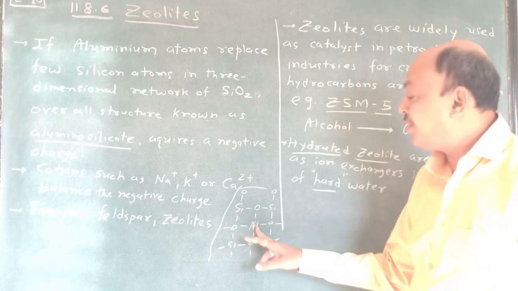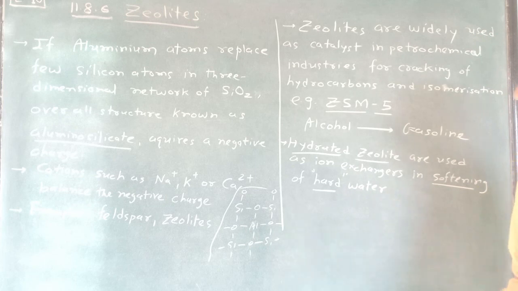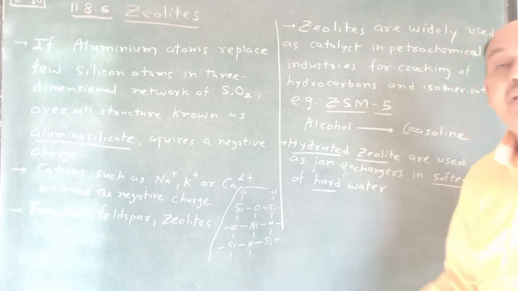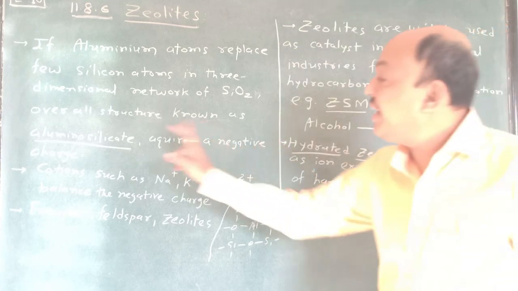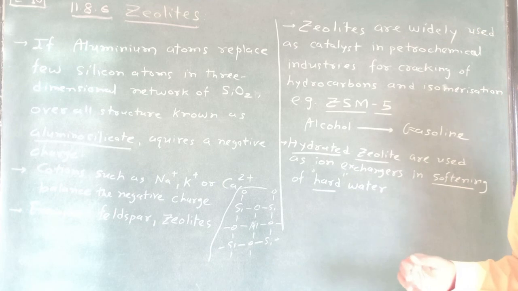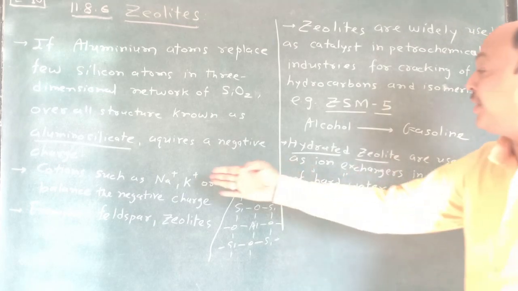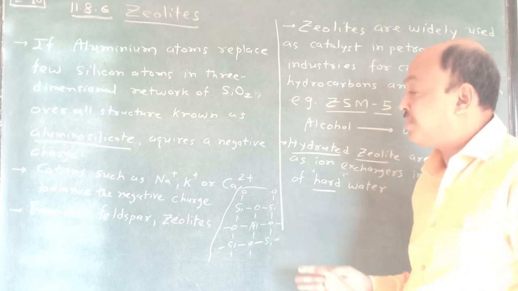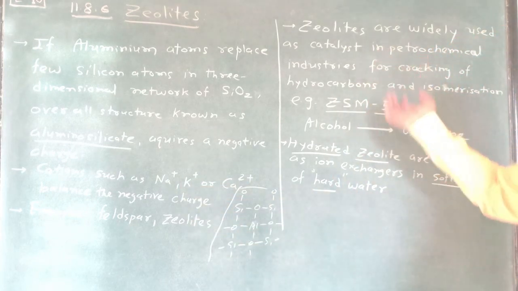Instead of silicon, what do you have to write here? Aluminium. And the valency of aluminium is 3. So another atom possesses which charge? Negative charge. It acquires a negative charge, and that's why this negative charge is neutralized or balanced by positive cations. That is nothing but Na+, K+ and Ca2+. And examples are feldspar and zeolites. Okay, so this is all about it.